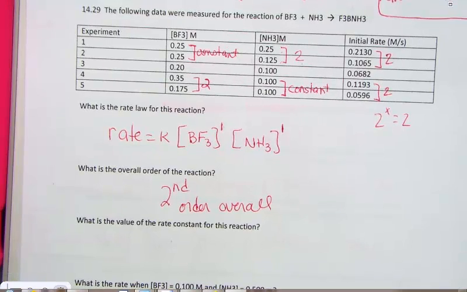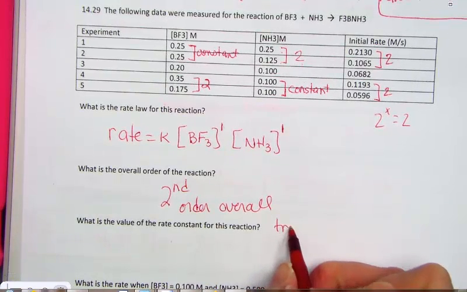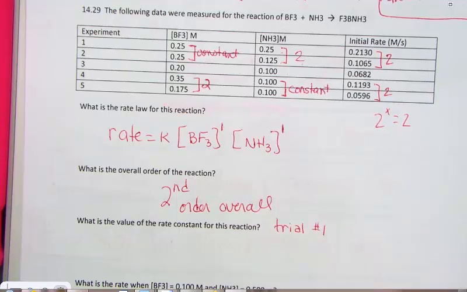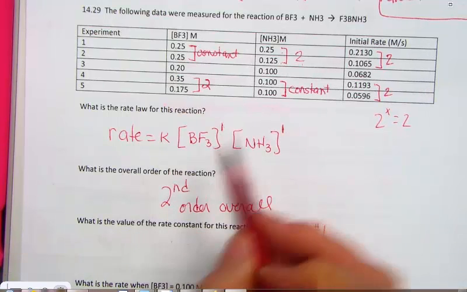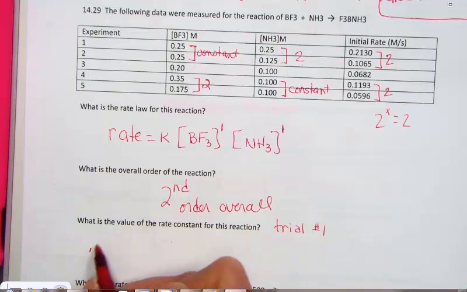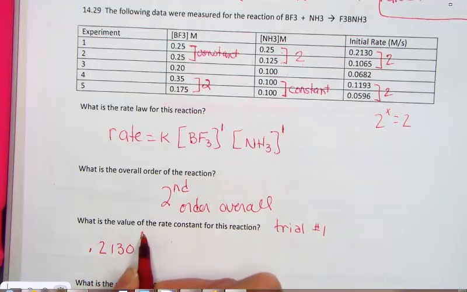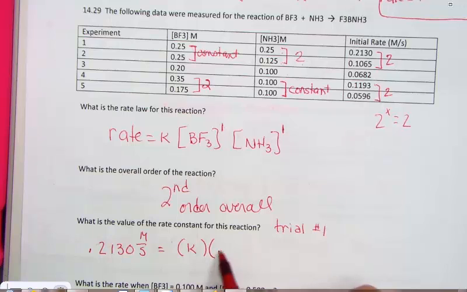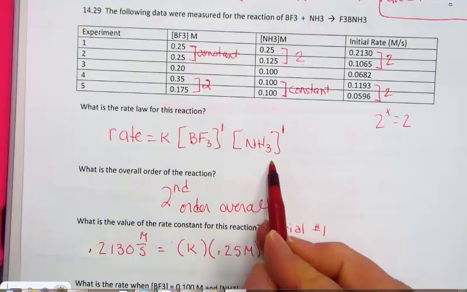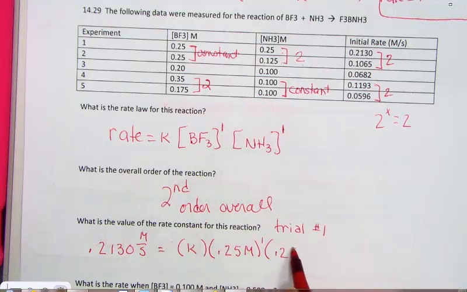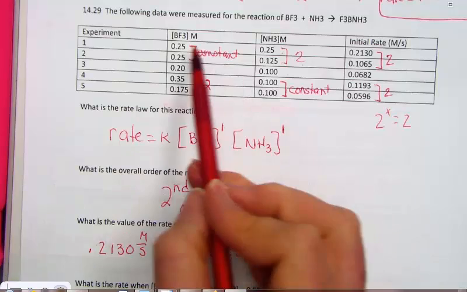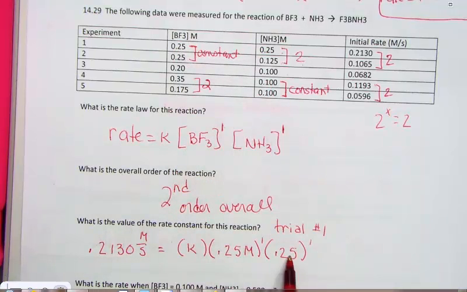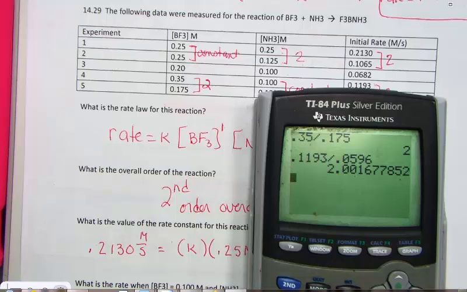What is the value of the rate constant? You may use any trial. I just always use the first one for no other reason than it's written first. The rate in trial 1, 0.2130 molarity per second, is equal to the rate constant K, which is what we're solving for, times the concentration of our first ingredient, first order, times the second ingredient, 0.25, first order as well. So both concentrations were 0.25. Let's pull out K.